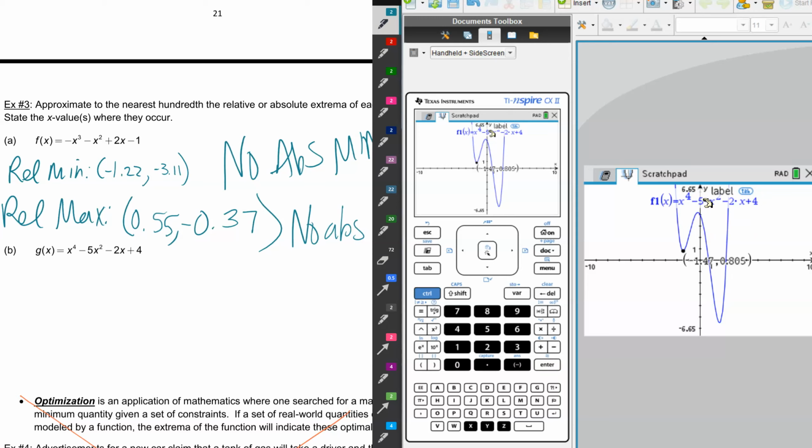Wait, so is the relative min just all of the minimums? Yes. But the absolute min is like, hey, for all of my x's, this is the absolute lowest my y goes. Do you connect it by union or is it like comma? No, you just list all the points.